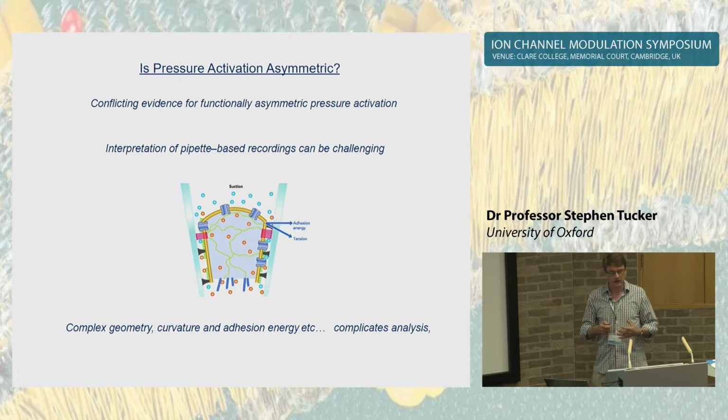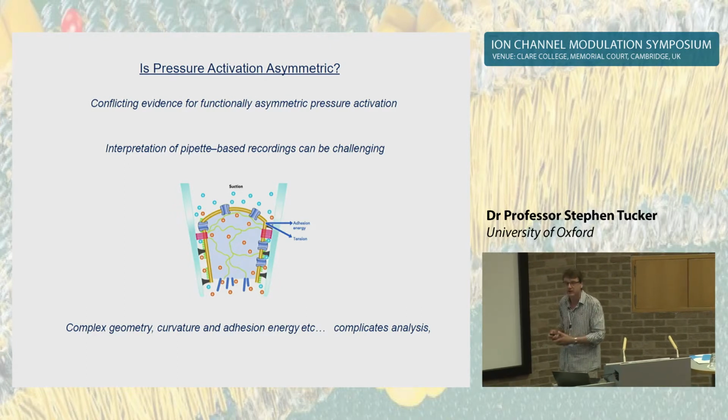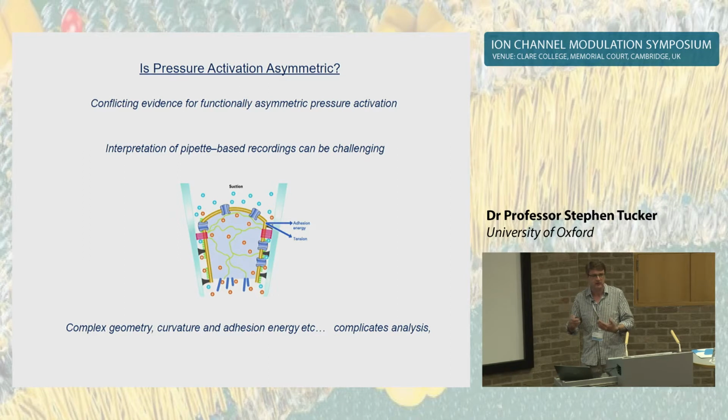And this is probably a result of the fact that interpretation of pipette-based recordings of mechanosensitivity are incredibly complex and quite challenging due to the shape of your classical omega shape of the patch in the pipette, the fact that you've got extreme membrane curvature in some places, and also the difference in the adhesion energies between the bilayers and the glass. And so it can be very, very complicated to try and interpret mechanosensitivity, particularly asymmetric mechanosensitivity using pipette-based recordings. So we thought, well, can we use a different type of system?